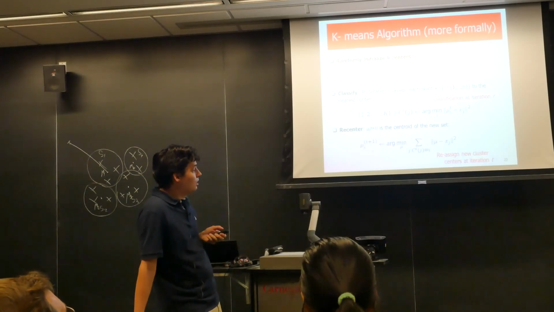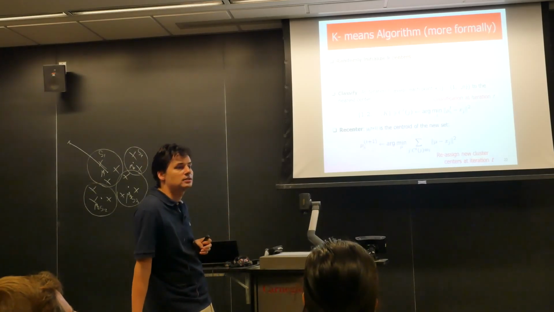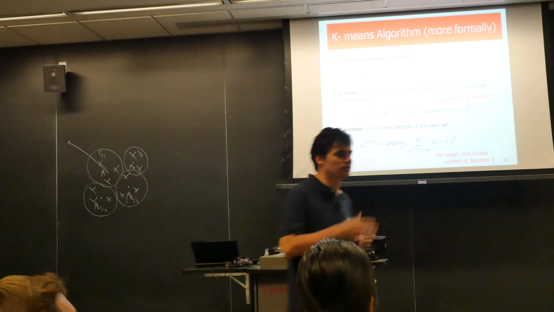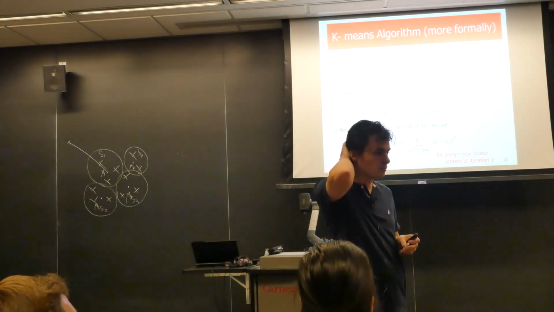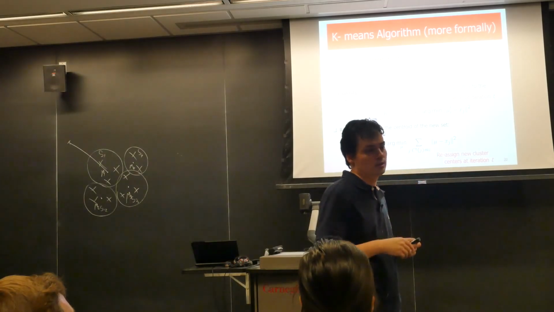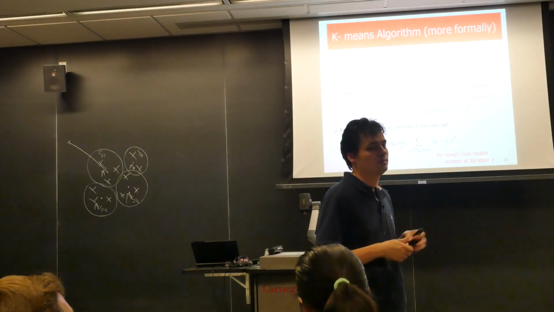Okay, so this is the algorithm. Yes? Why start with randomized means and not a randomized partition? Oh, you could do that too. Yeah, either way is fine.